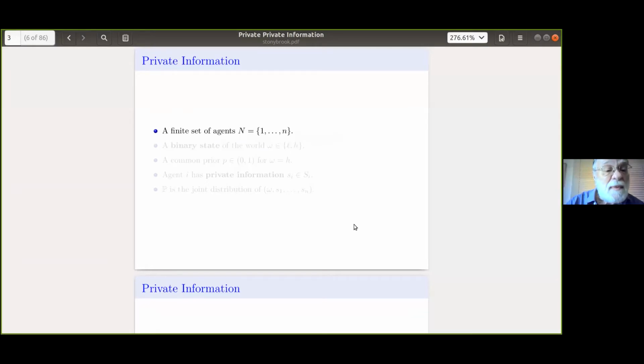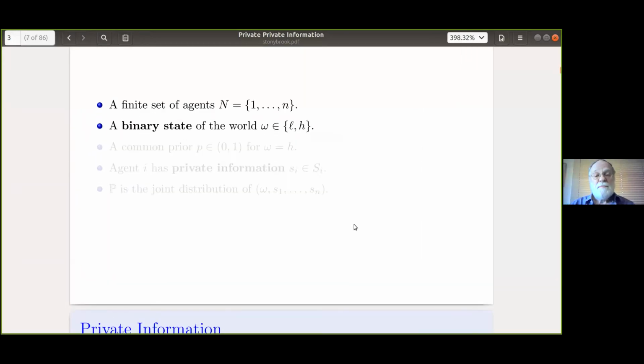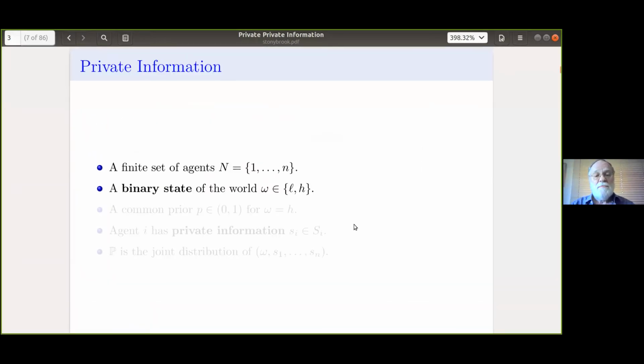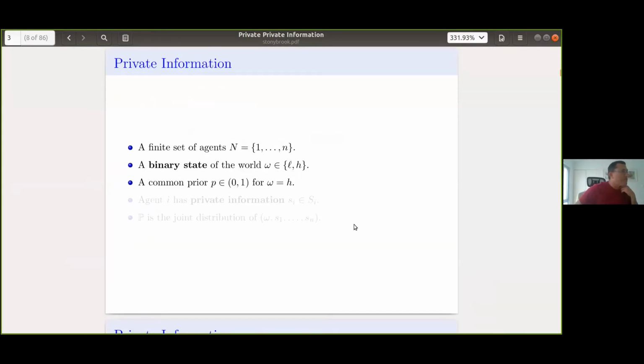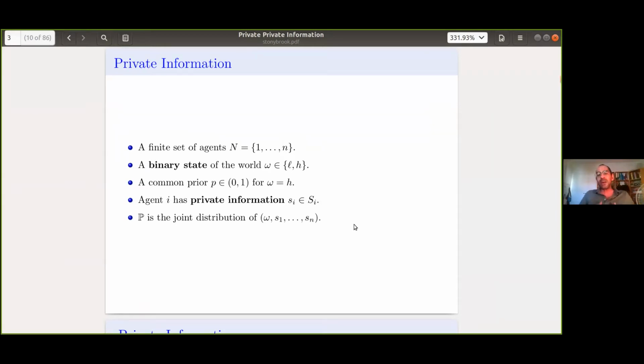Okay. Finite set of agents. Almost so far it's the same as my talk tomorrow. I think many talks will start like this, right? Narrowed down to thousands of papers, a common prior. Each agent has private information, some signal S_i, and there's some joint distribution of the state omega and these signals. So far I've really said very, very little.